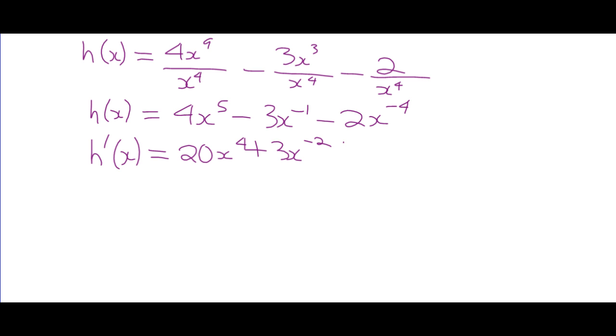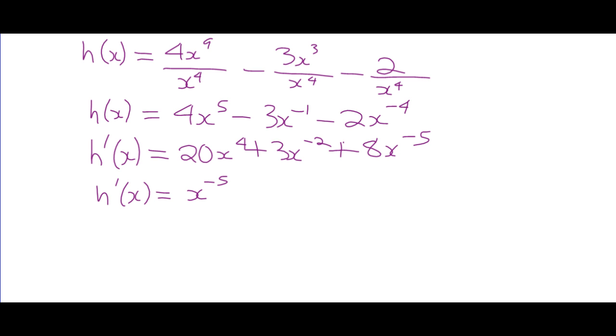Okay, then plus 8x to the negative 5, right? Okay, so we can then factor out the lowest power, right? Because the lowest power is kind of common. So what's the lowest power?